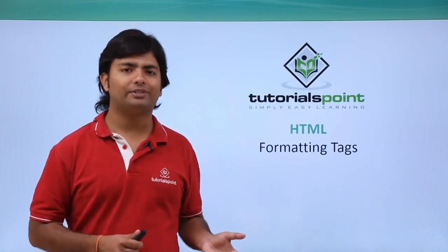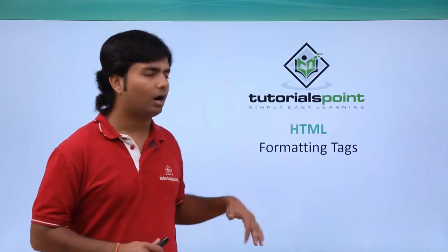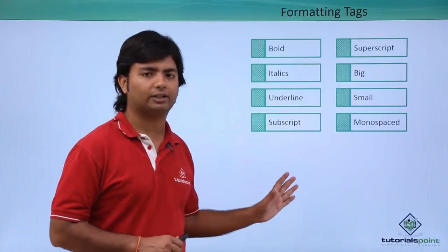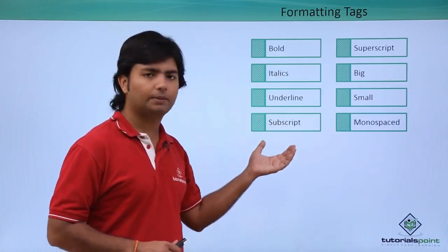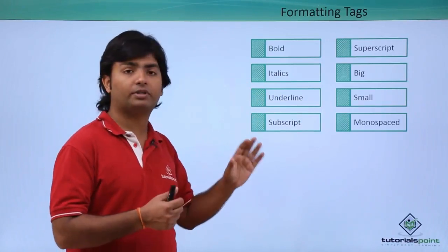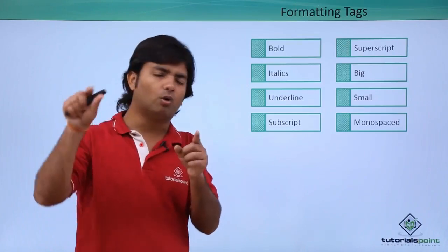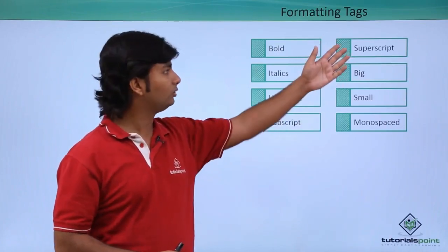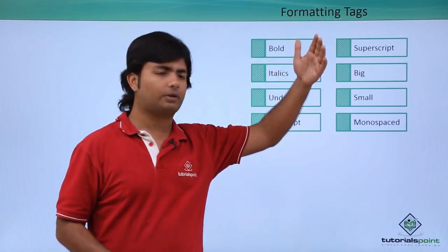Formatting tags, as the name says, are used to modify the output. So how can we do the formatting of an HTML document? We can do it with these formatting tags, like bold, italics, underline, superscript, subscript. When you want to show some text at the bottom, like if you're from a chemistry background, there is H2O. So the 2 is at the bottom at a smaller size, so that is the subscript. Similarly, superscript, like 10 square, x square, so that is the superscript tag.